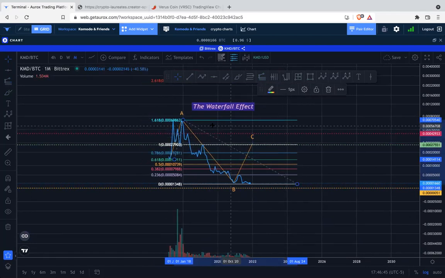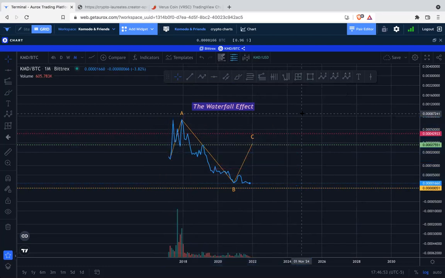Let's get there. Now, amazingly, 70,000 Satoshis is the 1618 extension of this A wave, but I wouldn't go there. I don't feel like it needs to be that strong, this C wave, especially because the B wave was such a strong retracement against the A wave.